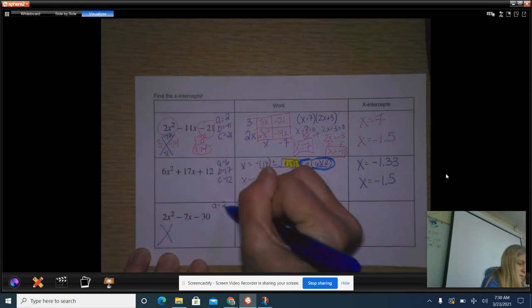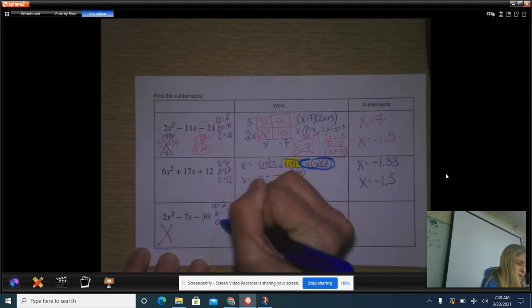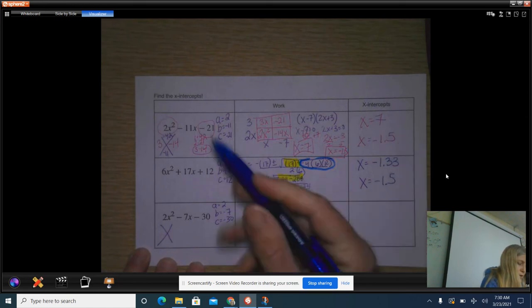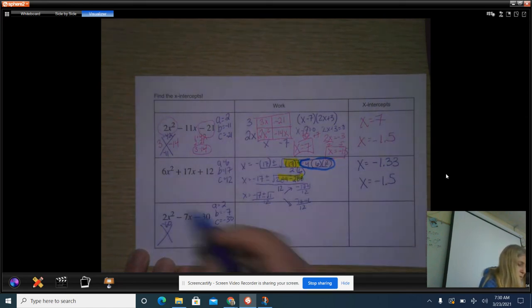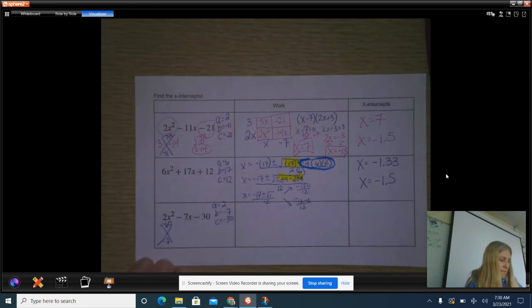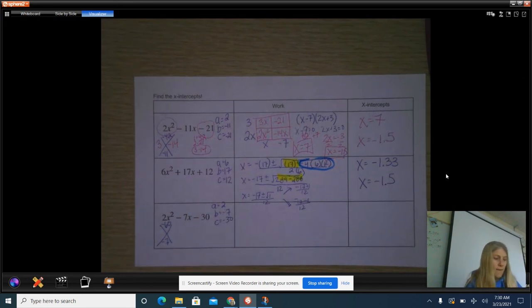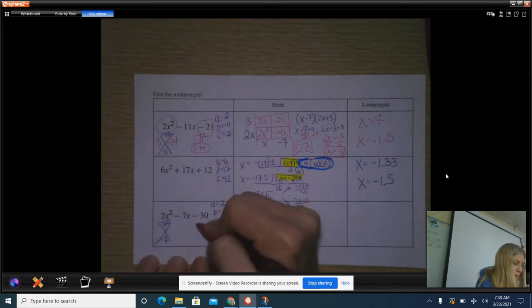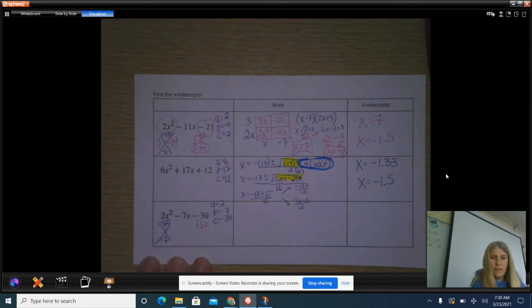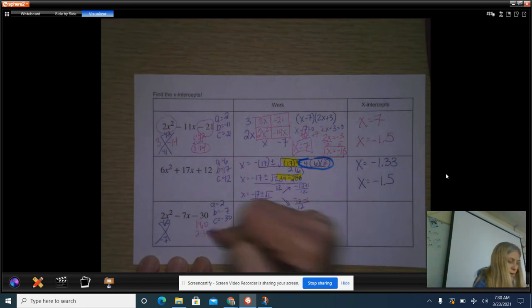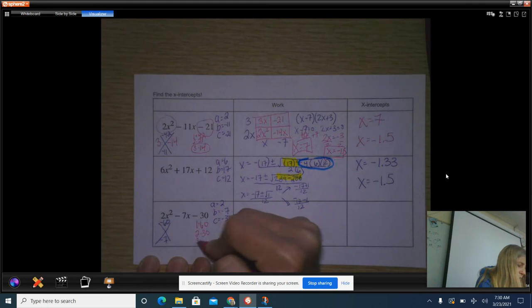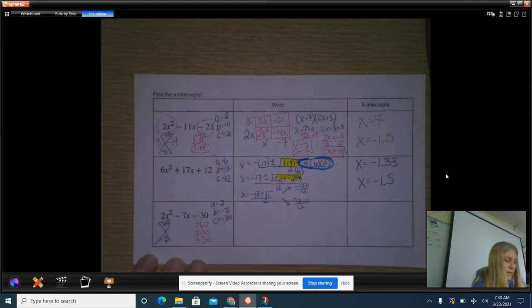A is 2, B is negative 7, and C is negative 30. So A times C, negative 60, goes up top, and B goes on the bottom, negative 7. We're going to go ahead and find our rights and lefts. We have 1 times 60, which gives us 61 or 59. 2 times 30 gives us 32 or 28. 3 times 20 gives me 23 or 17.